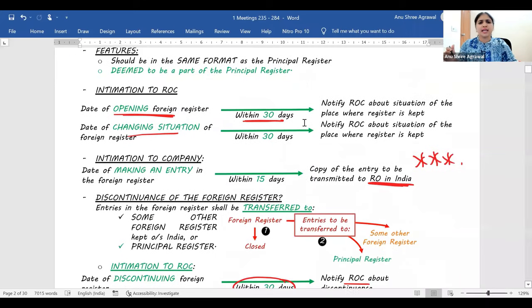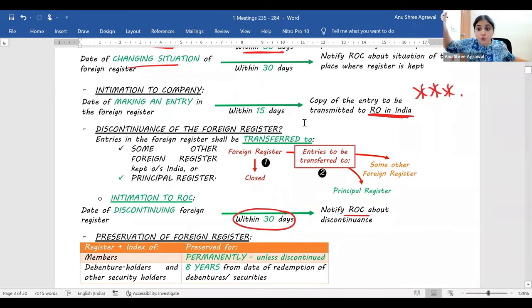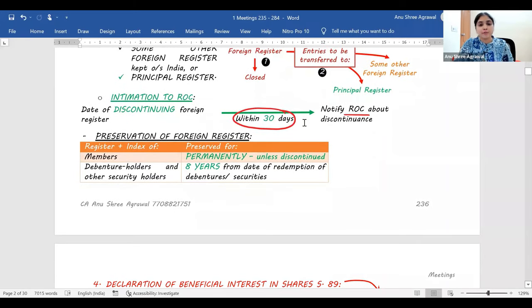Then we learned, in case I am deciding to discontinue the foreign register, what to do with the entries? Two options. Either I can take those entries and put the entries into the principal register itself, or if I have some other foreign register, I can transfer the entries into that other foreign register. Then we learned, in case I'm going to discontinue the foreign register, I have to inform the ROC within 30 days of discontinuation.